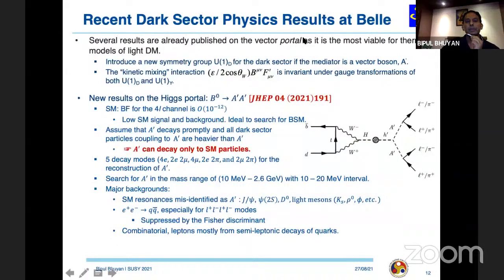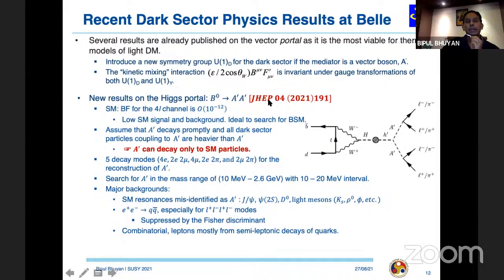But most of the results which have been published so far are coming from the vector portal, because it's the most viable for the thermal models of the light dark matter candidate. So here you introduce a new symmetry group U(1)D for the dark sector, assuming that the mediator is a vector boson A prime, which is called the dark photon. And the kinetic mixing term, which has been given this particular quantity, is invariant under gauge transformations of both U(1)D and U(1)Y of the standard model.